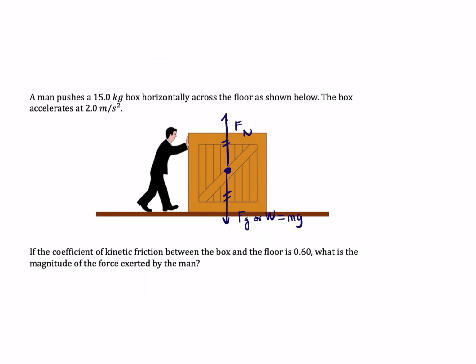And we have the applied force that is directed to the right. This is our applied force, or the force exerted by the man. And friction would be pointing in the opposite direction. Now, since there is acceleration, that means the applied force is much greater than the kinetic friction. And this friction, by the way, once again, is kinetic because the object is moving.